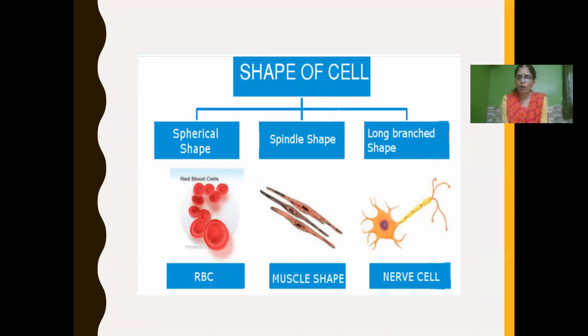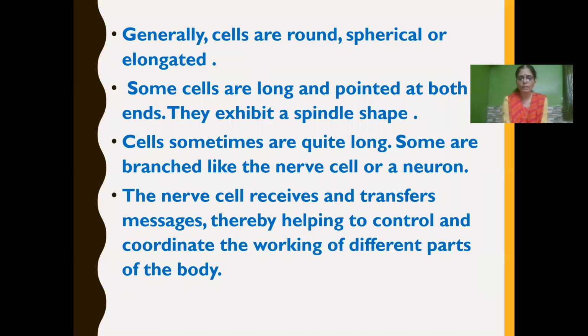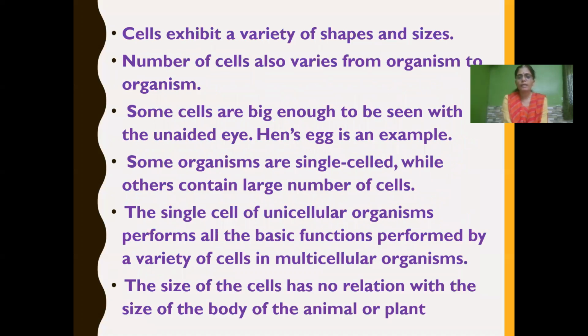Long branched shape, for example, the nerve cell, otherwise called a neuron. Because of this long branched shape, nerve cells carry and receive messages from different parts of the body. We can say they connect different parts of the body. Thus we can tell that cells exhibit a variety of shapes and sizes.